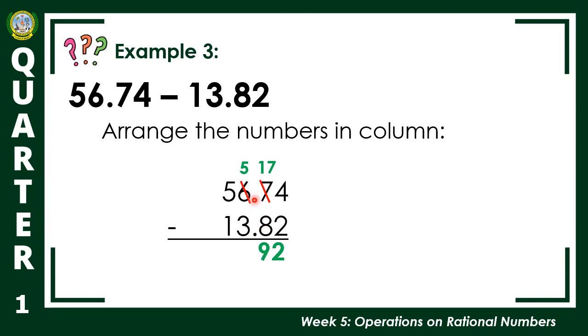Okay? And then, reflect the decimal point as well dito. And then, yung 5, subtract po ng 3, we will get 2. And then, 5 minus 1 will become 4. So, the answer po is the difference of 56.74 and 13.82 is 42 and 92 hundredths. Okay? Ayan. So, ganyan po ang gagawin pag subtraction. Para ka lang din nagsusubtract ng whole numbers.